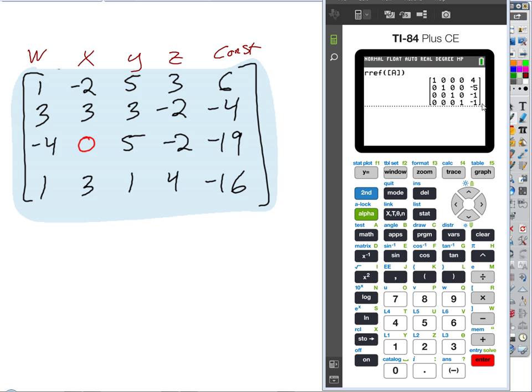Is it possible for that to not be the case? Yes. We'll look at an example. Okay. So there's one solution to this, and that's it.